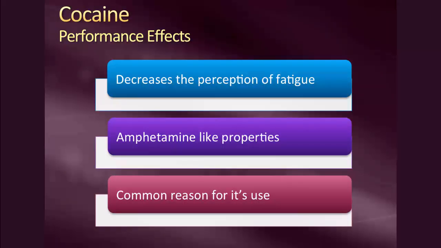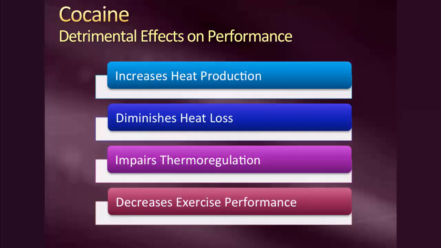Cocaine. Cocaine has amphetamine-like properties and can give the perception of a decrease in fatigue. This is the common reason for its use. Cocaine also increases heat production, diminishes heat loss, and can impair temperature regulation, actually decreasing exercise performance.